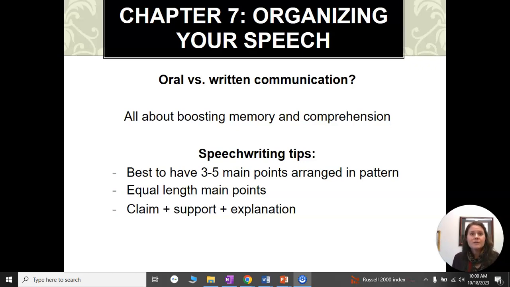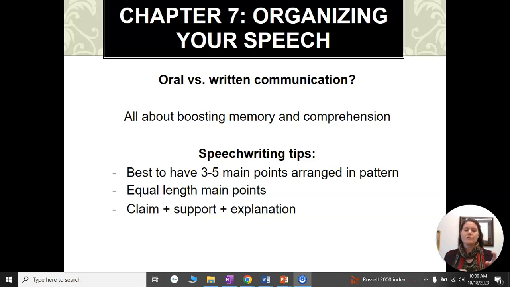So it's best to have 3 to 5 main points arranged in a pattern. Our brains like to process short amounts of information in short snippets. So 3 to 5 main points is generally agreed upon to be a good length of content that your audience can process in a given presentation.